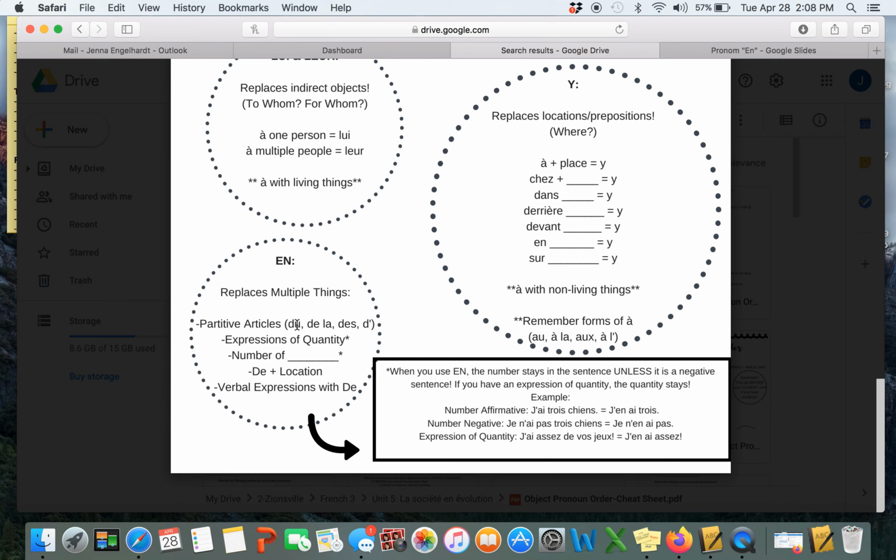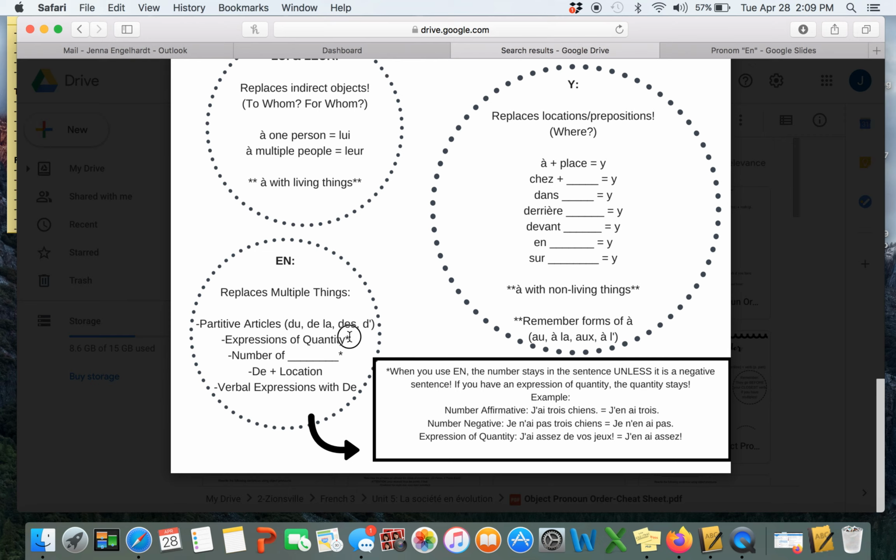So you've got partitive articles: un, or du, de la, des, and the apostrophe. If you see a partitive article like some, you're going to use that. Expressions of quantity. So any of those partitive expressions that you had a few weeks ago when you had beaucoup, tant, un peu de, une boîte de, any of those are going to fall into this category. Numbers, so if I have 3 dogs, that would be a number. De plus a location, and then verbal expressions with de. And if you notice, there's a little box here.